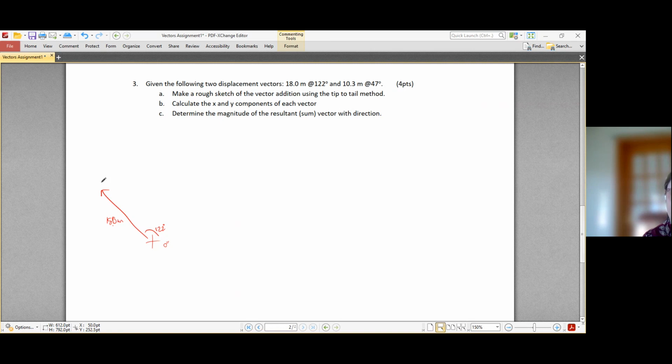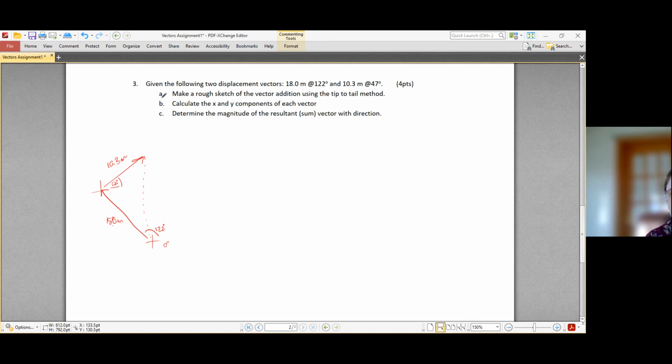And then once we get here, we have another crosshair, and we're going to go 47 degrees. So somewhere off here. We're not going to go quite as far. This is 10.3 meters. And that's 47 degrees there. And our resultant is going to be, oh dear. The resultant is somewhere there. So we're getting close to 90 degrees again. If we've gotten anywhere close to scale, I'm not sure we have, it gives us a rough idea. So that's roughly what our vector addition sketch is.